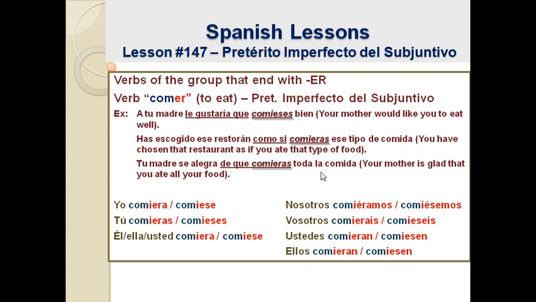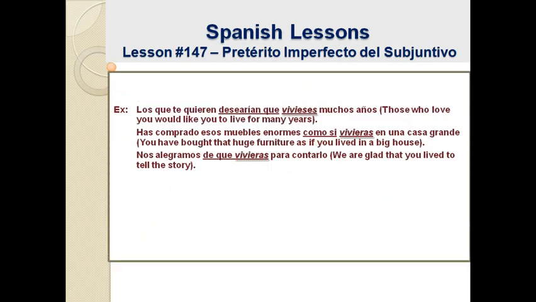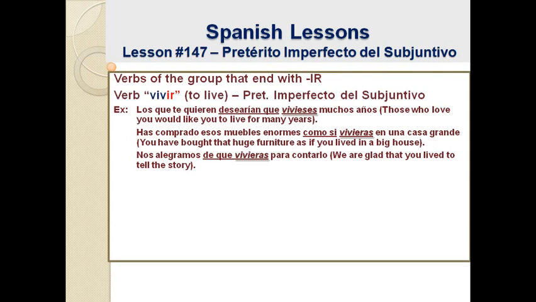Now let's see the third and last group of Spanish verbs, the verbs that end with IR, okay? We will use the verb vivir, that means to live, as a verb that we will conjugate into the pretérito imperfecto del subjuntivo. Vivir is a regular verb of the third group. Examples: los que te quieren desearían que vivieses muchos años. Those who love you would like you to live for many years.